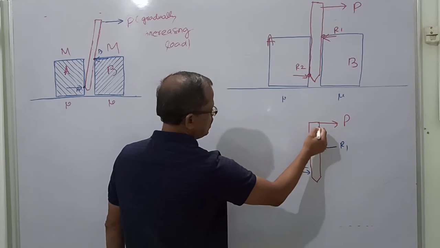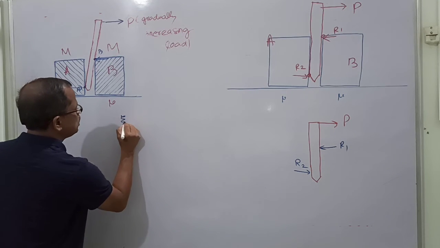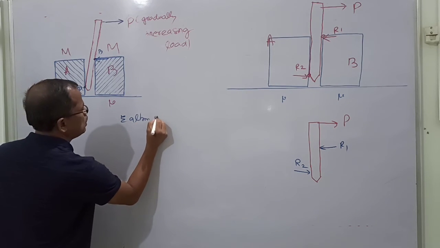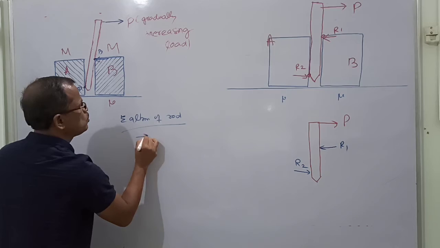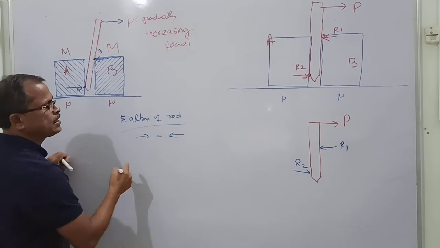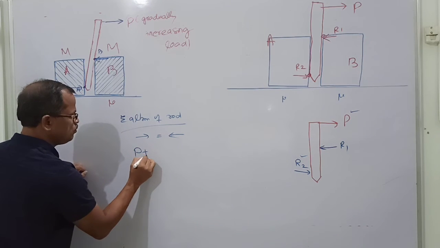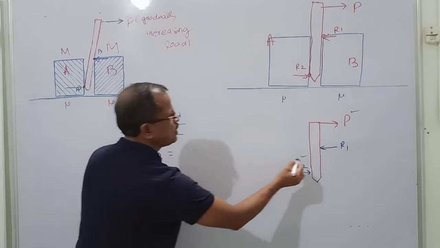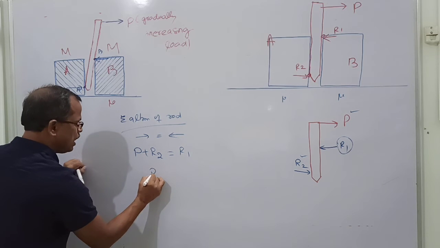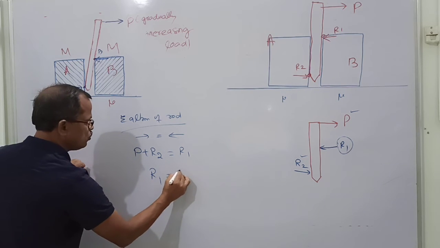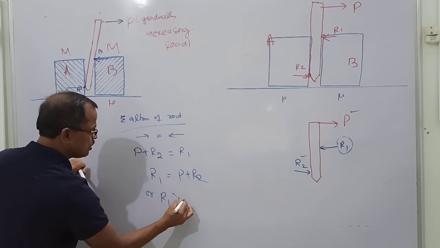In the limiting case, this rod is in equilibrium. How will the rod be in equilibrium? Let us consider the equilibrium of the rod. The rod will be in equilibrium when the total right hand side force is equal to the total left hand side force. The right hand side force is P and R2, so P plus R2 is the right hand side. The left hand side is R1 alone, which is equal to it. This shows that R1 is equal to P plus R2, or R1 is greater than R2.